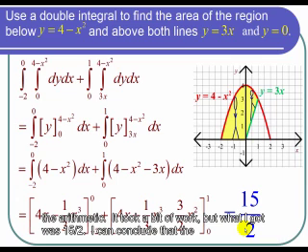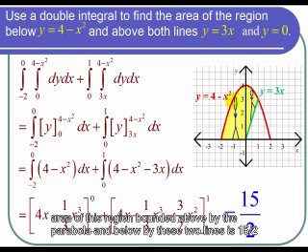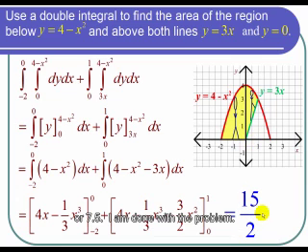So I can conclude that the area of this region, bounded above by the parabola and below by these two lines, is 15/2, or 7.5. And I'm done with the problem.